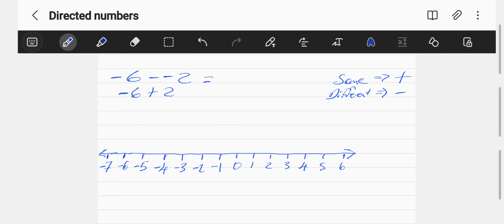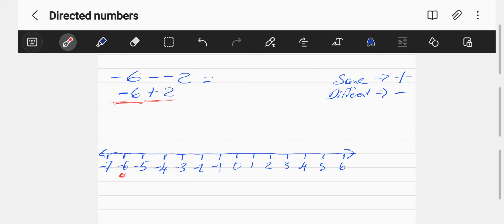All right, so let's do it. So first we have to identify where on the number line we'll start. So first things first, we look at the first number we have, and that's negative 6. Not just 6, but negative 6. So we identify where negative 6 is on our number line, and that's right here, right? Then we look at what we're doing.